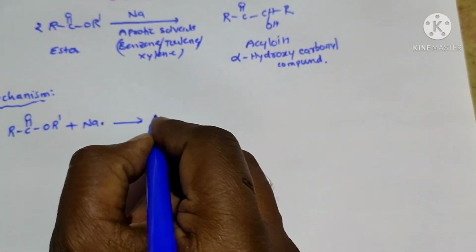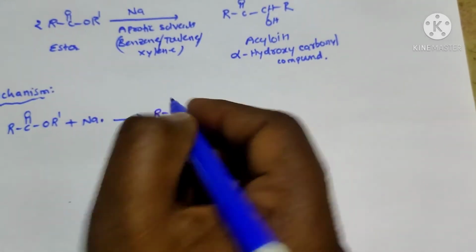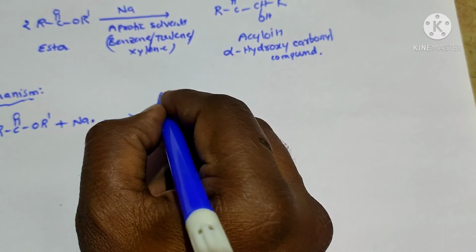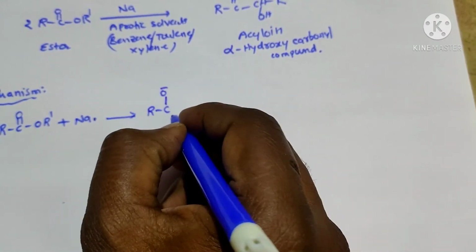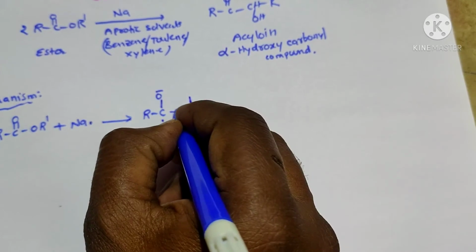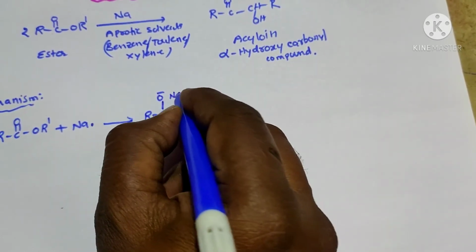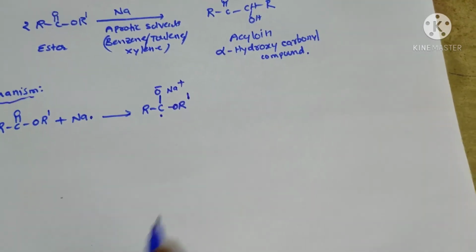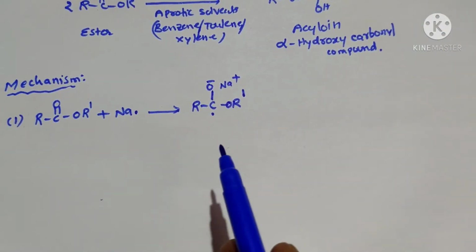So look here, O minus, OR. So here sodium metal. This is the first step. In this step, carbon free radical is generated.